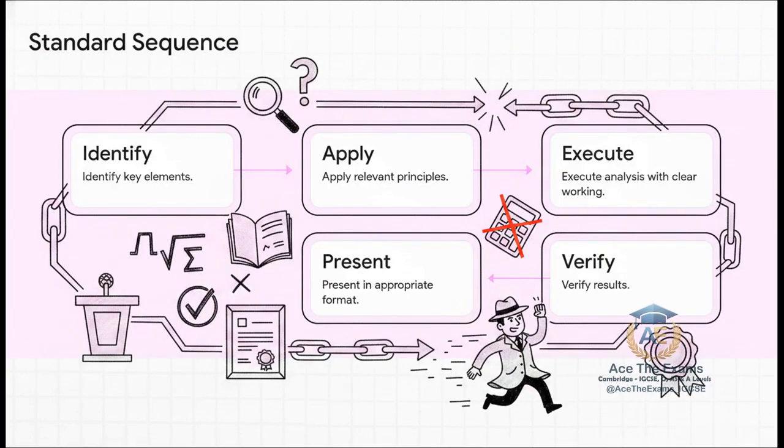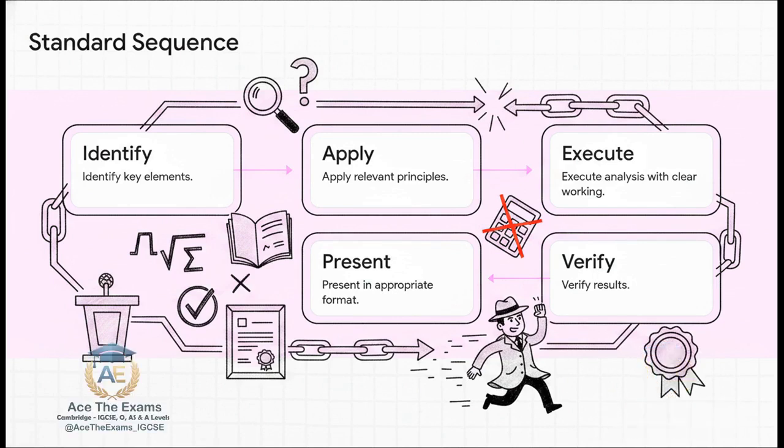And this brilliantly illustrates the standardized sequence required to secure those critical process marks. It is a strict 5-step procedural framework. Step 1, identify key elements. What exactly is the function? What is the specific interval? Step 2, apply relevant principles. This means clearly setting up your f of x correctly on the page.